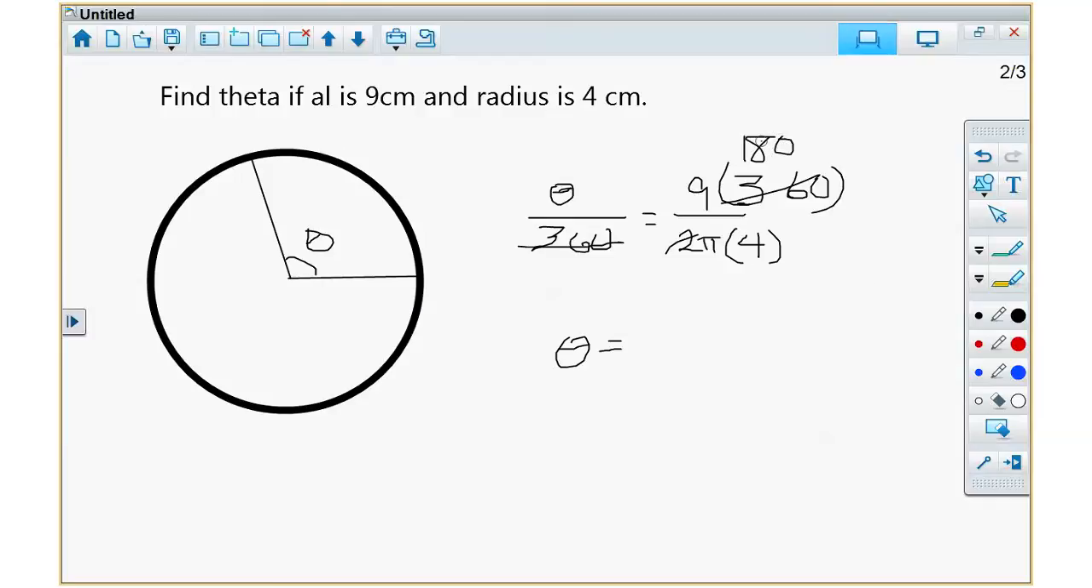Won't 4 go into 180? 4 will go into 180 how many times? 45? So that'll go out. 45 times 9, 45 times 10 is 450, divided by 3 is 150 degrees. So roughly, probably more than 150, or less than 150 degrees. What? 129. 129.